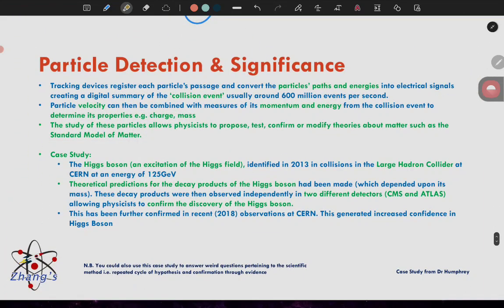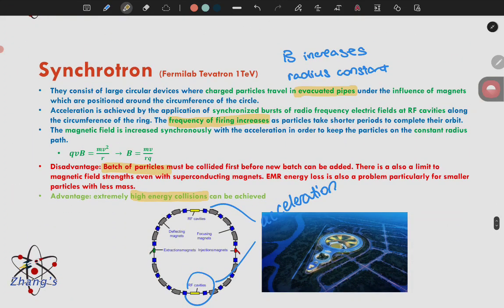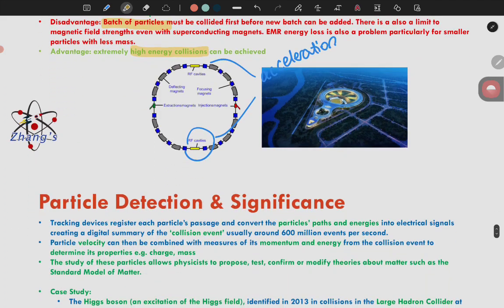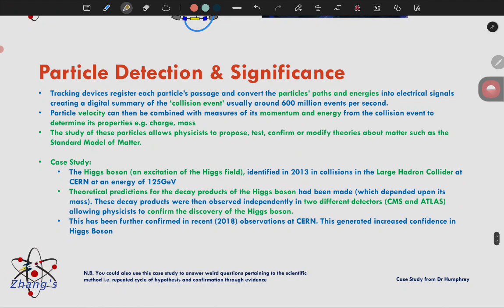So I guess the last thing I want to talk about, now that we've finished talking about the three main types of accelerators that you need to know about, primarily how they function, what are the main components, and also an advantage and disadvantage of them. Once you've figured that out, the next point of importance is what is so important about these particle accelerators. Now, oftentimes you'll get a question that asks you, what is the significance of particle accelerators and their contribution to our understanding of the Standard Model?